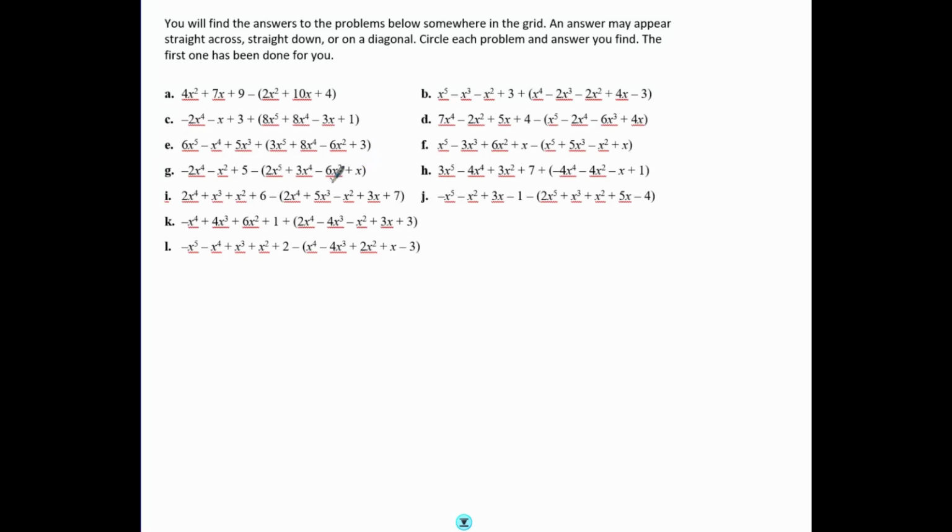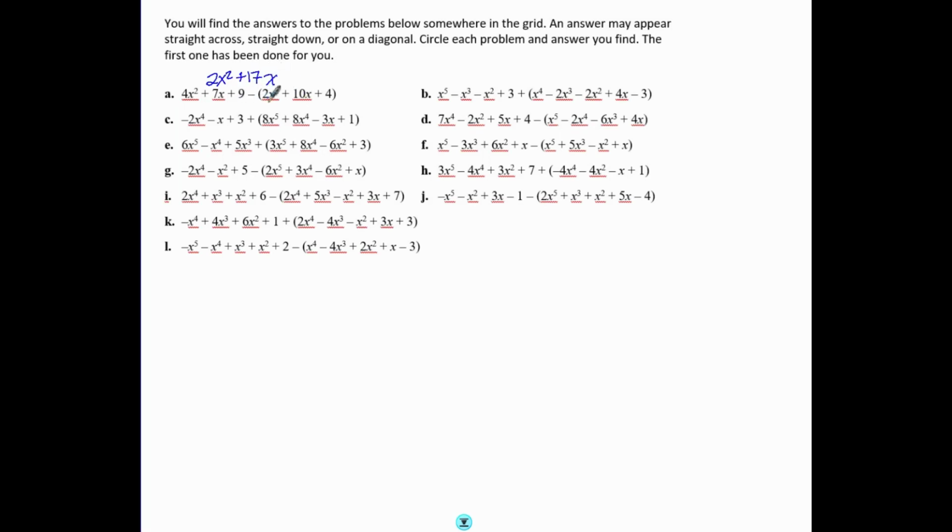Alright, just ignore all those little red squigglies. It was giving me some problems on the spell check. Doesn't know that those are numbers. But what's happening is you get a kind of like a polynomial search, and you're going to have to find some polynomials on the test. And what you're going to want to do is simplify these first. So if it says 4x squared minus 2x squared, that's going to be 2x squared. And then 7x plus 10x, that's going to be plus 17x.